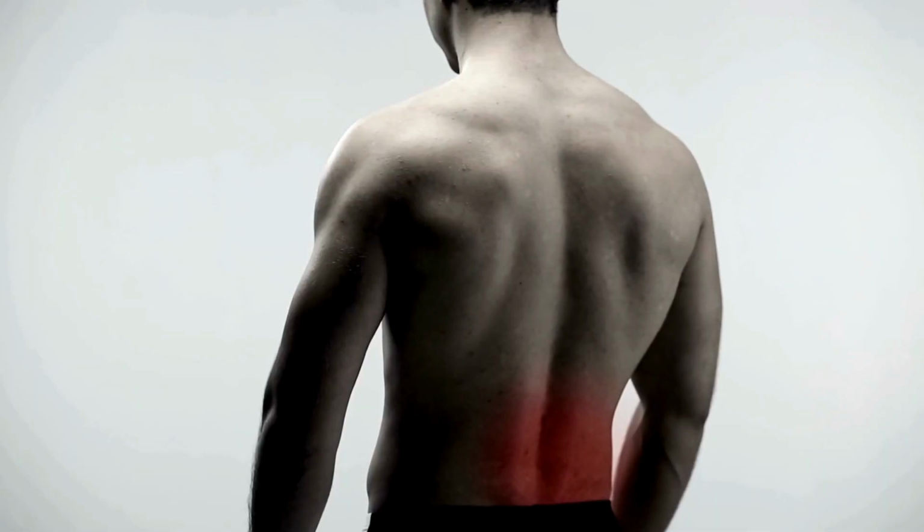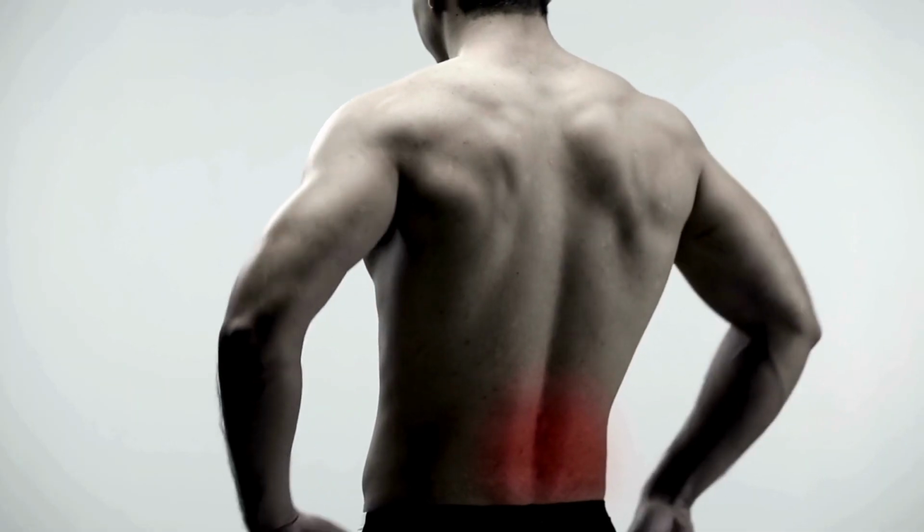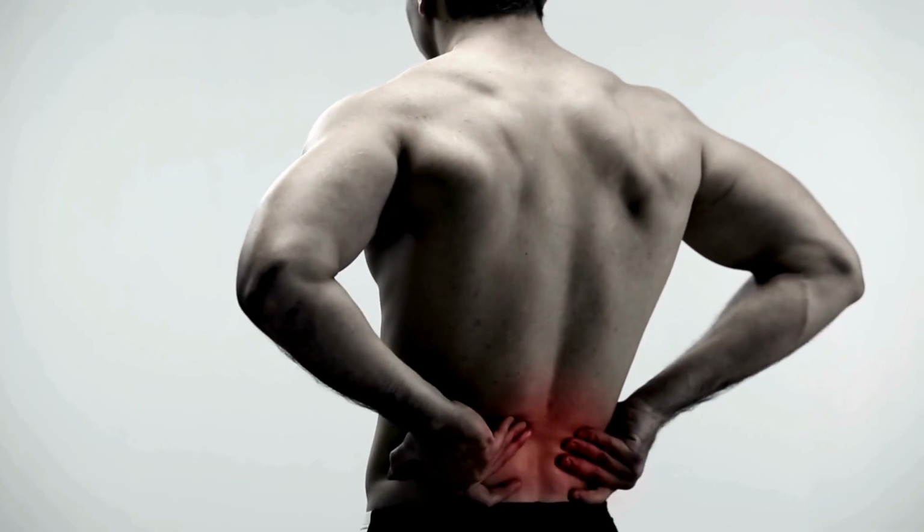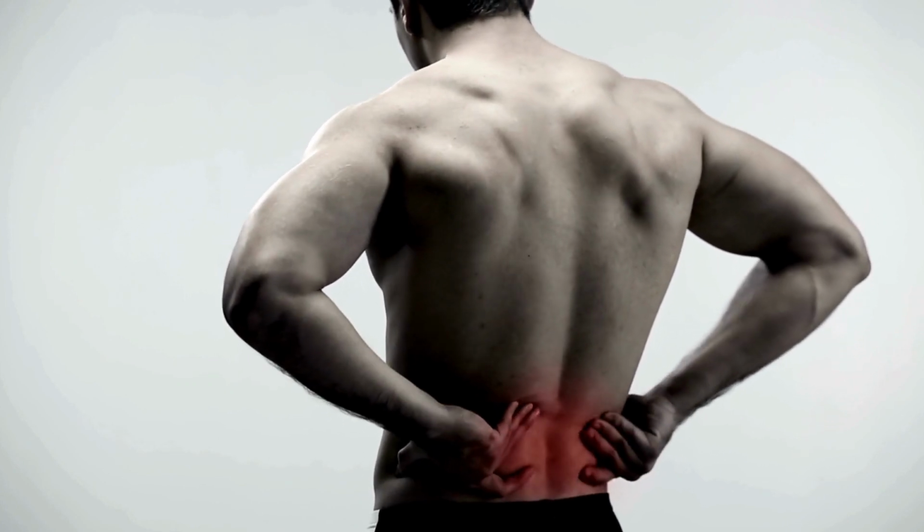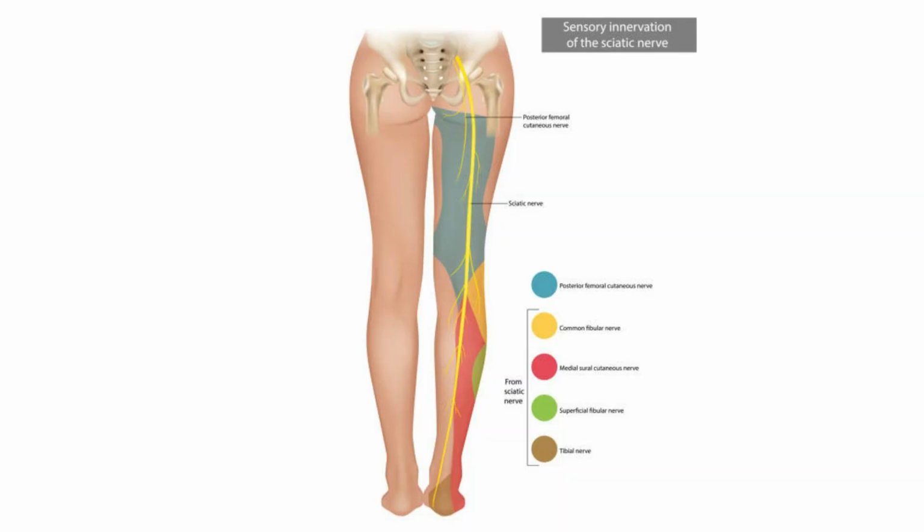Well, sciatica is a disorder which happens because of the compression of the primary sciatic nerve. You can say it's a compression or irritation of the sciatic nerve. It is the longest nerve in your body, and it encompasses a range of symptoms affecting the lower back, buttocks and legs.